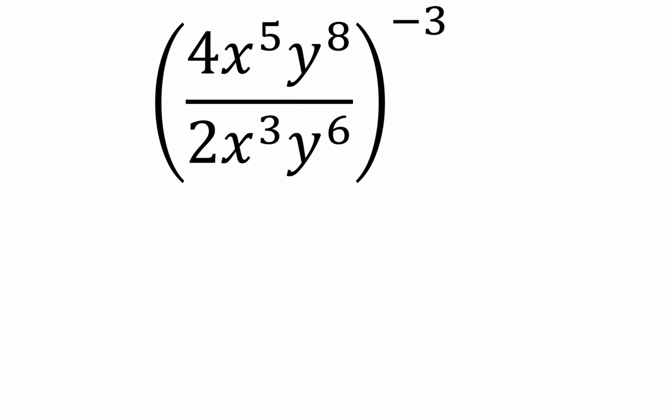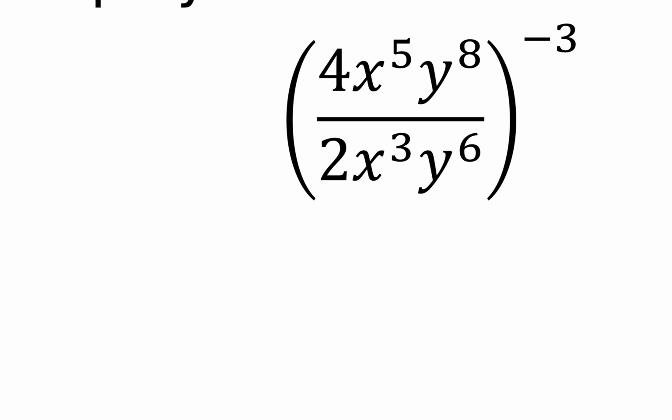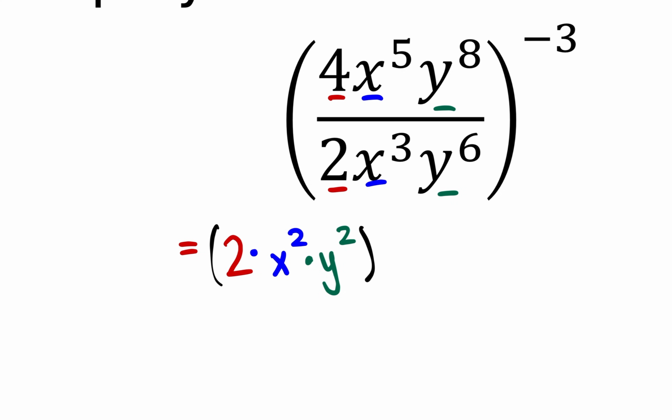Moving on, for this one, I have to do the same idea. I divide the coefficients first. So I have 4 divided by 2. That gives me 2. Then I have x to the 5th divided by x to the 3rd. That will give me x to the 2. Then for the y's, I have 8 minus 6. That's going to give me y to the second power. And then I wrap everything to the negative 3 power.